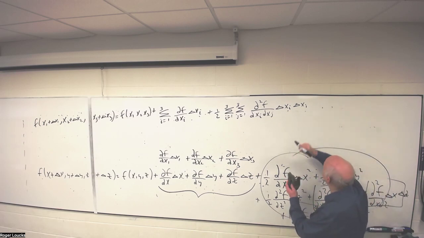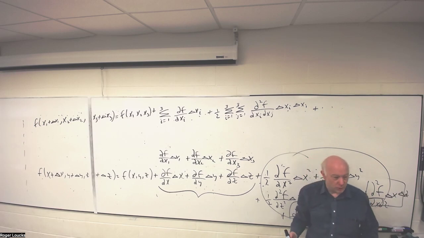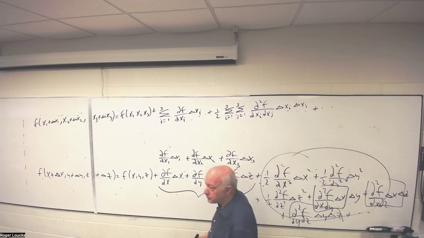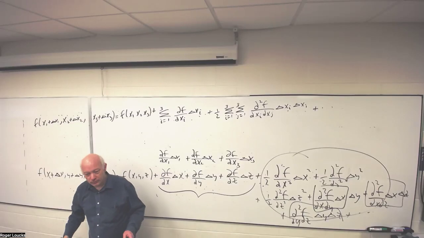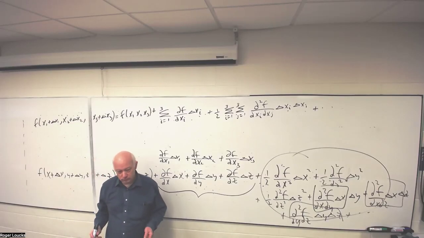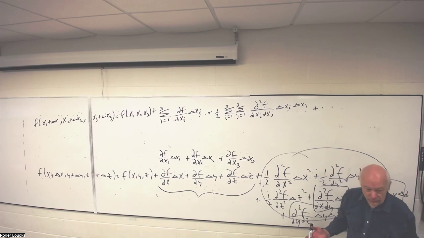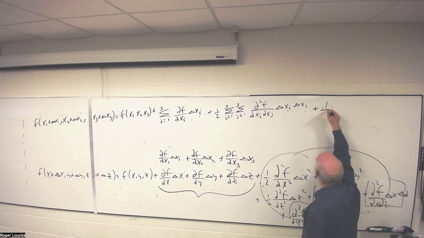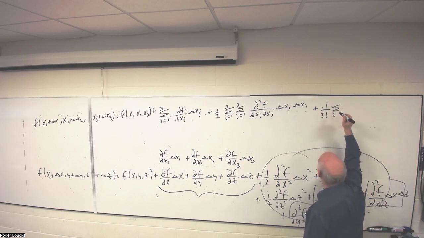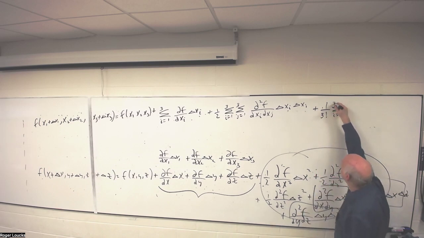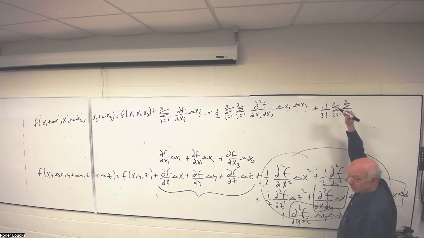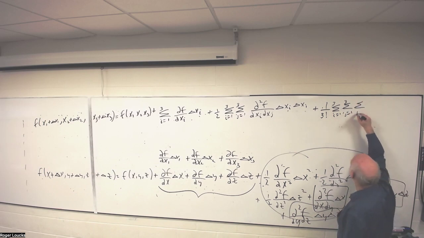Just out of curiosity, what will you show in the third derivative? You can do i, j, and k. What do you think the coefficient in front is? 3. Perfect, brilliant. Okay, 1/3 factorial, sum on i, going 1 to 3. Sum on j. Sum on k, 1 to 3.